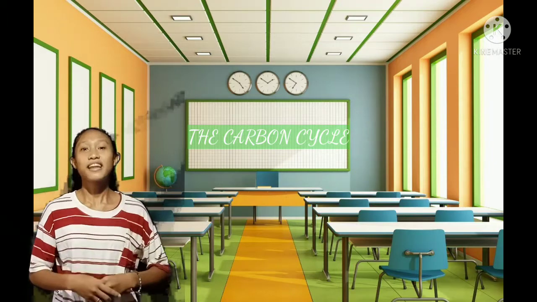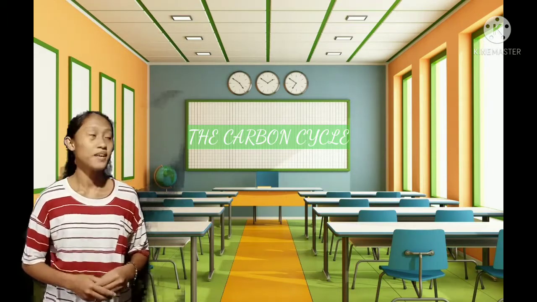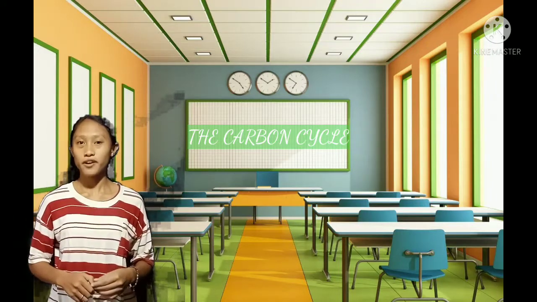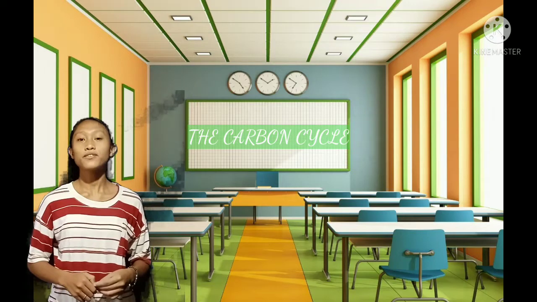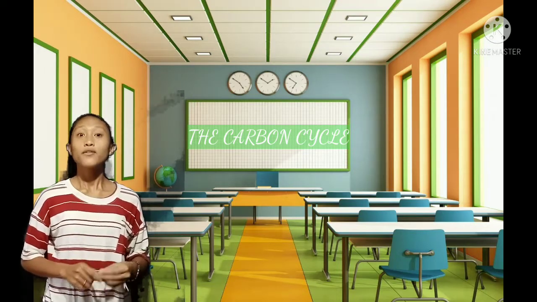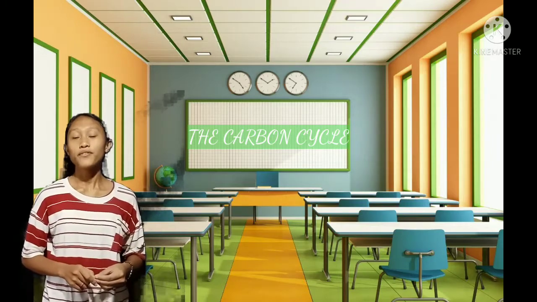Now, let's learn how the carbon cycle works. So what is the carbon cycle? The carbon cycle is the movement of carbon in the environment that will be used by the photosynthetic organisms, returning back to the atmosphere through respiration, decay of dead organisms, burning of fossil fuels, etc.